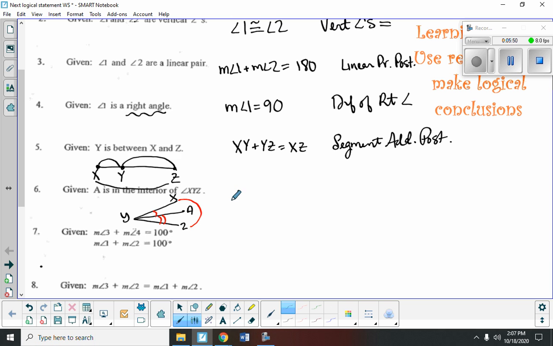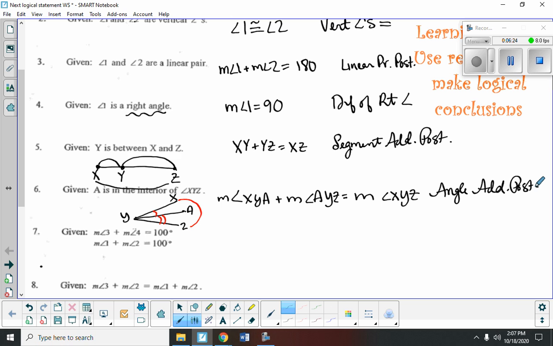So what you could say is the measure of angle XYA plus the measure of angle AYZ equals the measure of the whole thing, angle XYZ. And why do I know that? Because of the angle addition postulate.